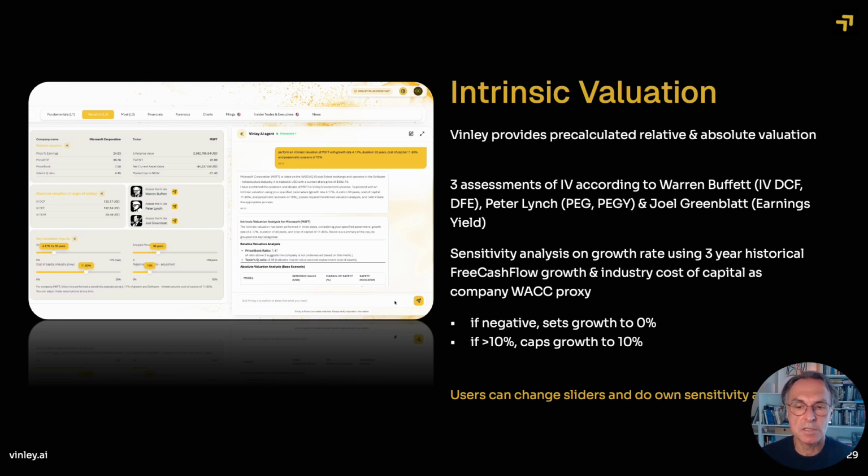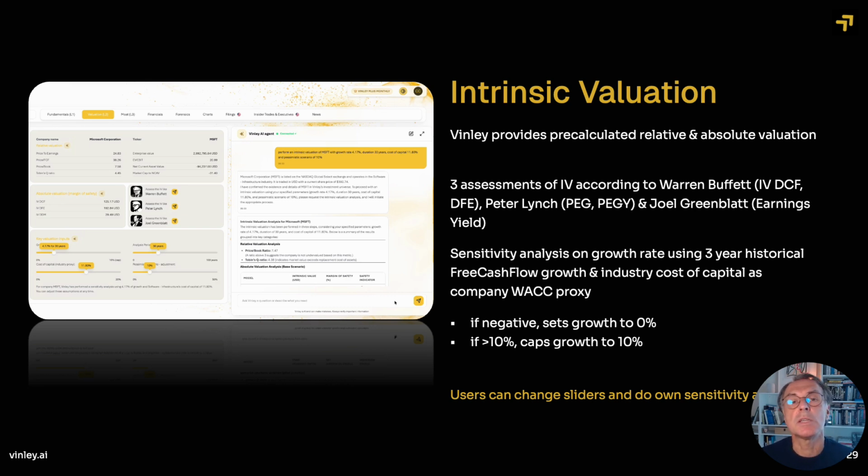What Vinley will do automatically, and you're going to see actually the sliders move automatically when you click on the company on the left, it will predetermine for you what is the average growth rate on free cash flow for the last 3 years. Maybe some of you would not like to use a 3-year free cash flow. We will be enhancing the user interface here and adding the 3 values that we have, because we have also growth, not just on the free cash flow, but for example on net income and on revenue. We have decided for the time being just to do it on the 3-year average on free cash flow.